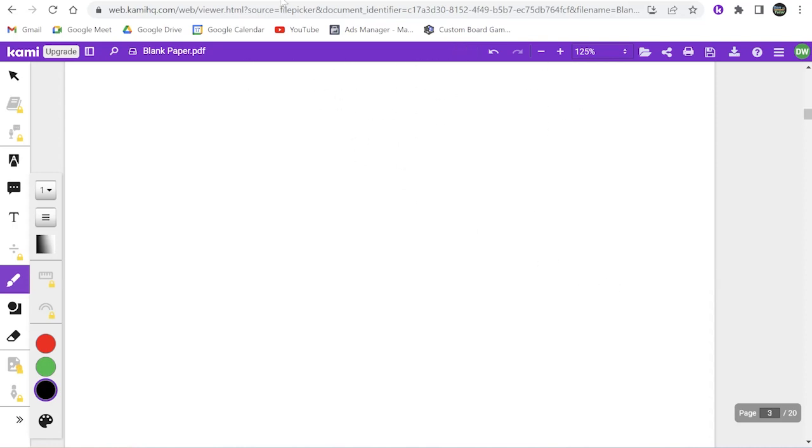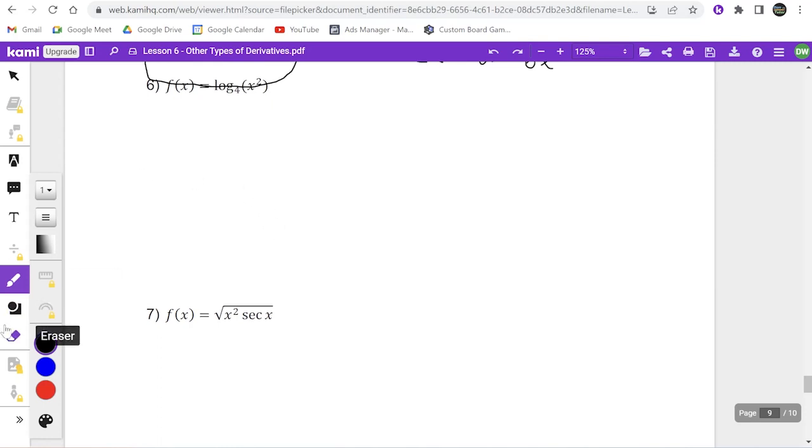Okay, excellent. Now for number 6, we have log base 4 of x squared. Again, it's the same idea. If I have natural log of u, it's going to become u prime over u. But I have to be careful because I don't have natural log of u. I have log base a of u, which will become, does anyone remember the formula or want to take a shot at this formula?